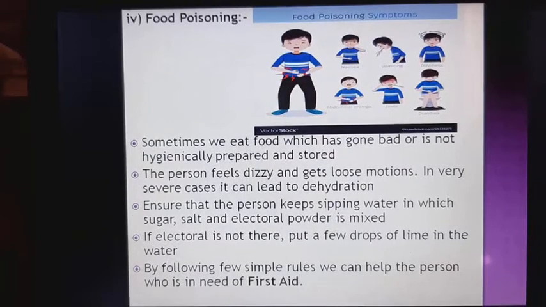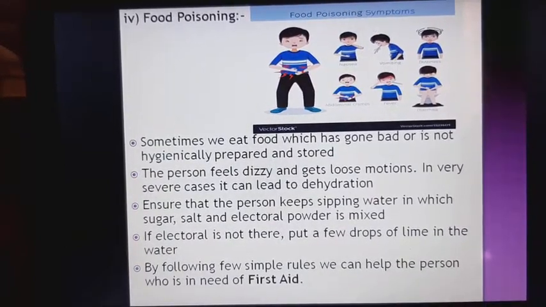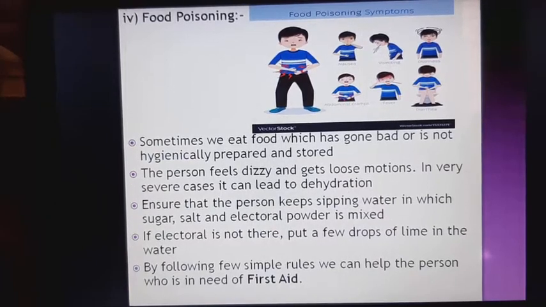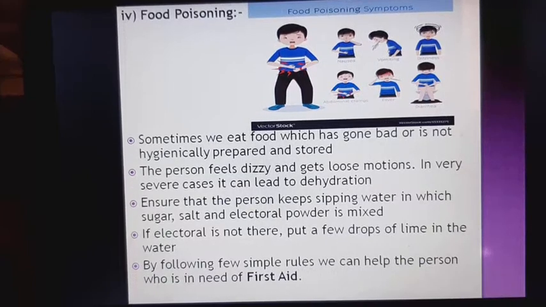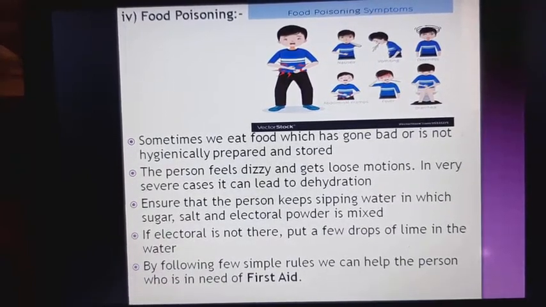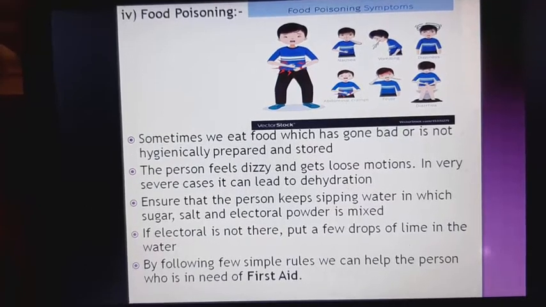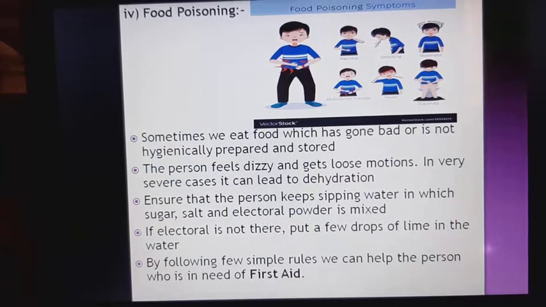Next, fourth, food poisoning. Sometimes we eat food which has gone bad or is not hygienically prepared and stored. The person feels dizzy and gets loose motions. In very severe cases, it can lead to dehydration.